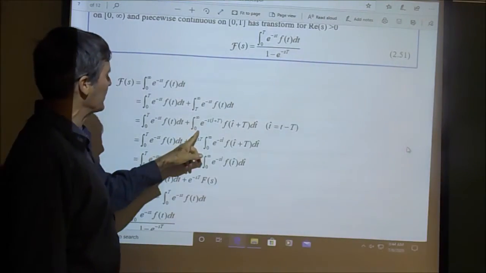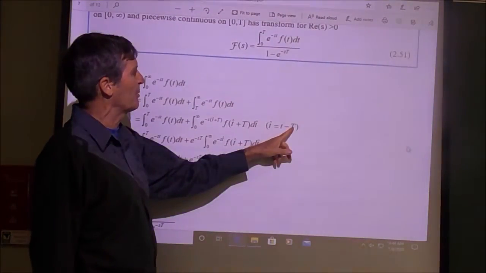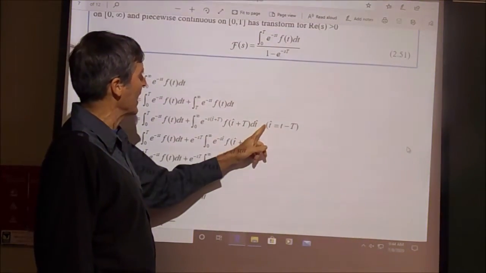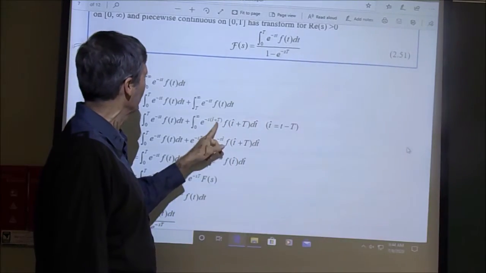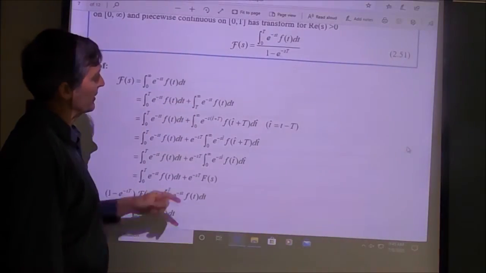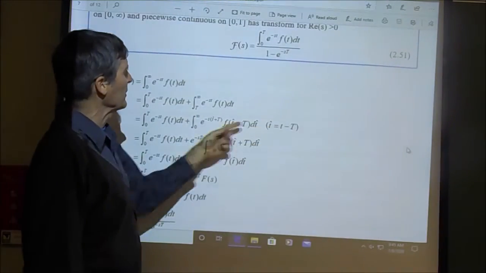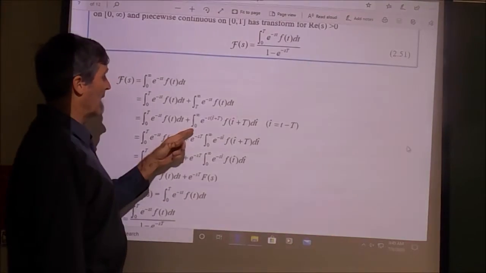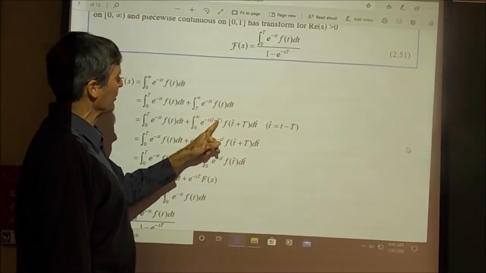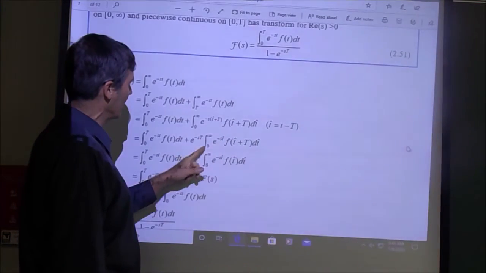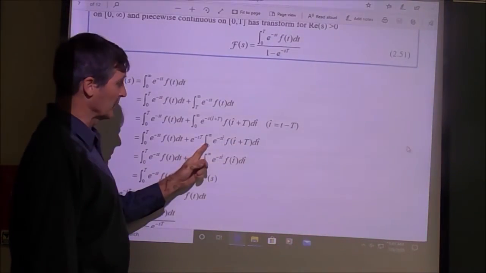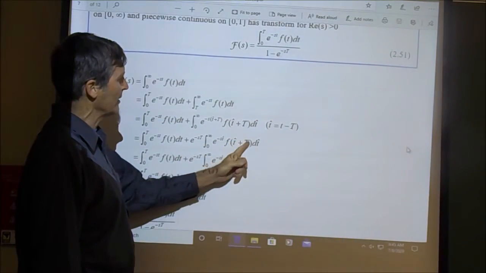We can make a substitution in there. t hat equals t minus the period, and then little t is equal to t hat plus the period. So we'll put that in here and here. And then this integral will go from 0 to infinity, instead of from T to infinity, because of the substitution, you have to change the endpoint. But now, e to the minus sT is just a constant. I can pull that out front. And I have e to the minus s t hat f(t hat plus T) dt hat. This is the Laplace transform of f(t hat plus T).